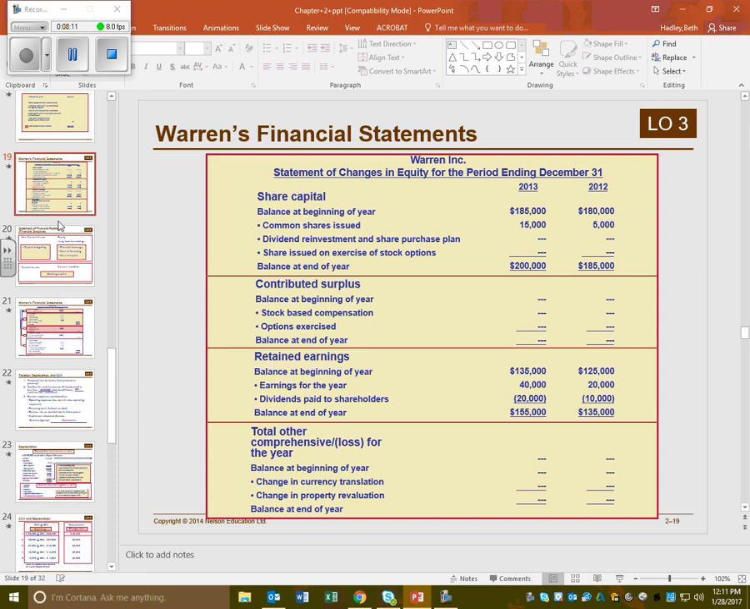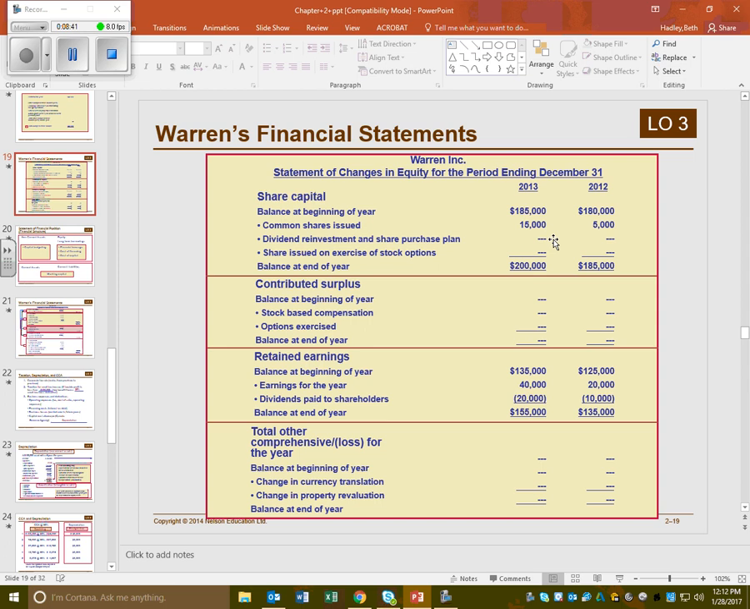So on our statement of changes in equity, as you can see, our share capital, or the value that we've collected by selling common shares, we had an opening balance in 2013, which came from our ending balance in 2012. Then we sold another $15,000 worth of shares in 2013 to give us an ending balance of 200,000.